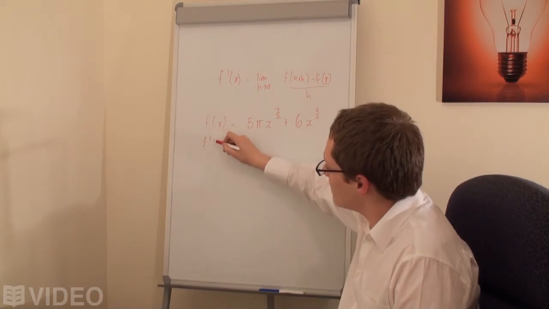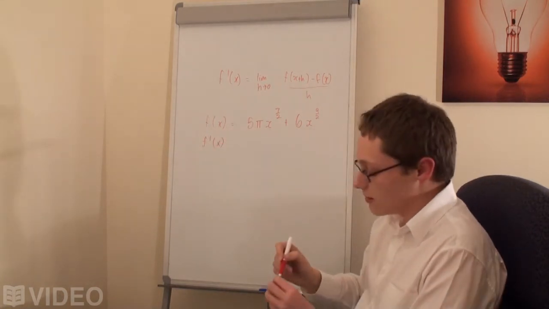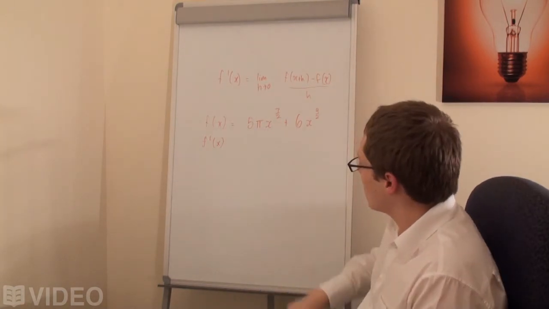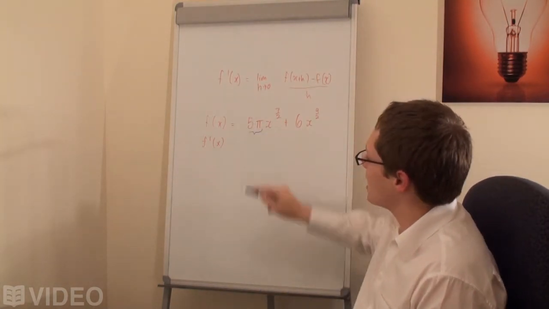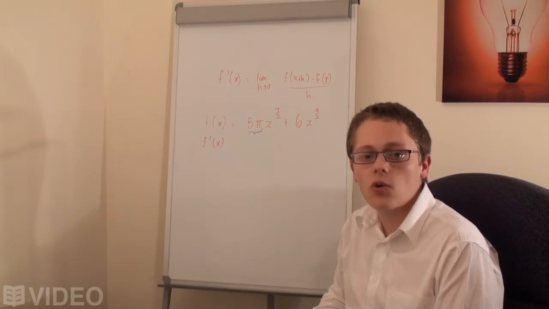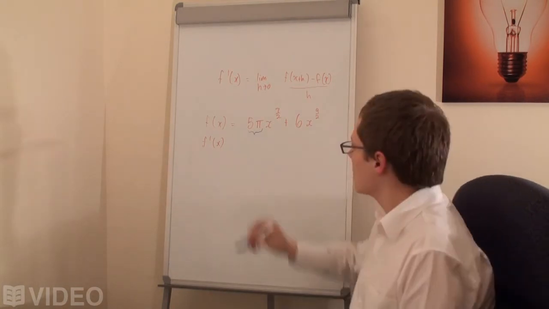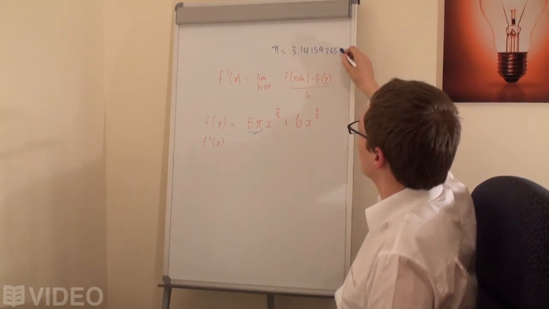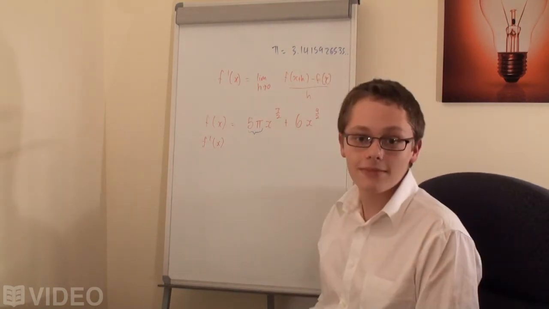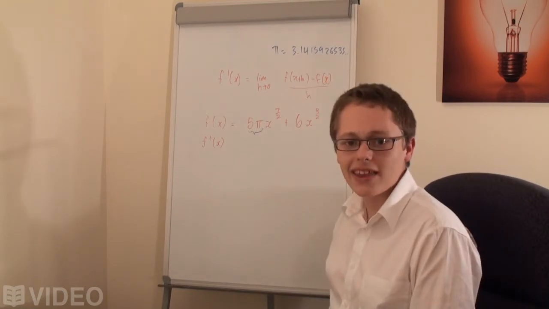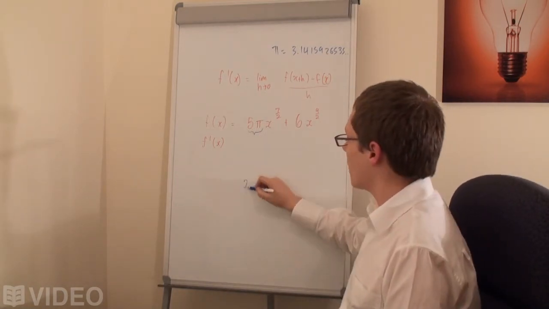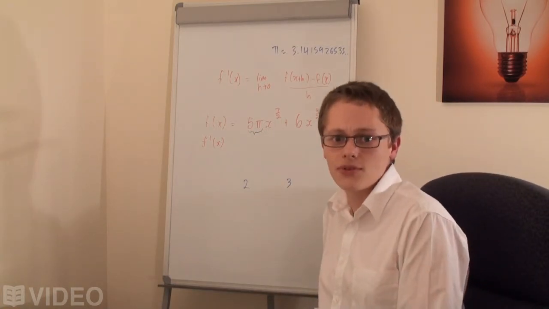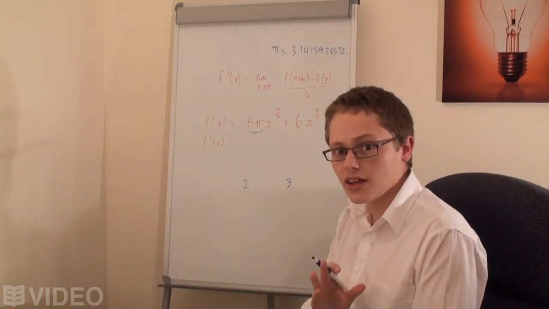So if we want to find the f prime of x, well, we need to identify a few components. 5 pi is just the same as having an ordinary coefficient out the front. Pi is roughly equal to 3.1415926535, etc. So it's just like having a number out there. And we've dealt with numbers before, like 2 or 3 as a coefficient in the previous examples. So we just treat it as though it's a number.